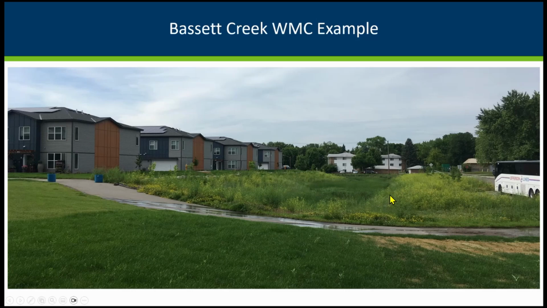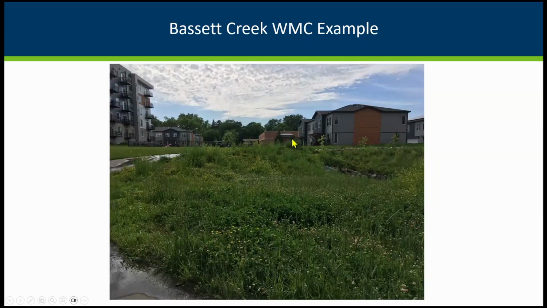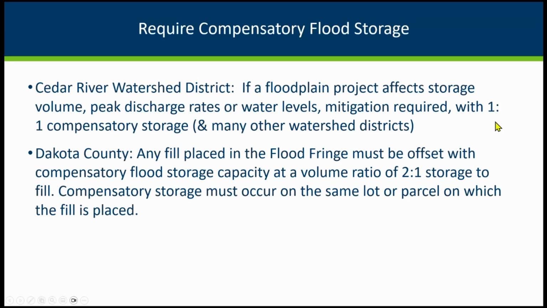Here's a couple examples in Bassett Creek where they've got some nice retention areas and they've left it more natural, getting those natural beneficial functions there in their retention areas. And in this area, you can't see them, but they've got some underground storage also. Many of the watersheds will have a no net loss of compensatory storage. Dakota County actually says they have to have a 2-to-1 replacement of storage, and it's got to be on the same parcel. So that's really limited a lot of the fill in the floodplain in that area.